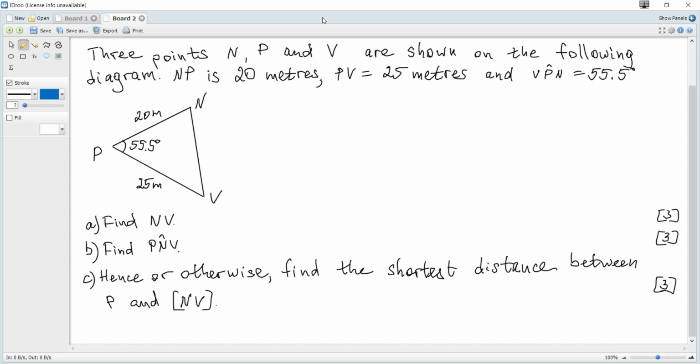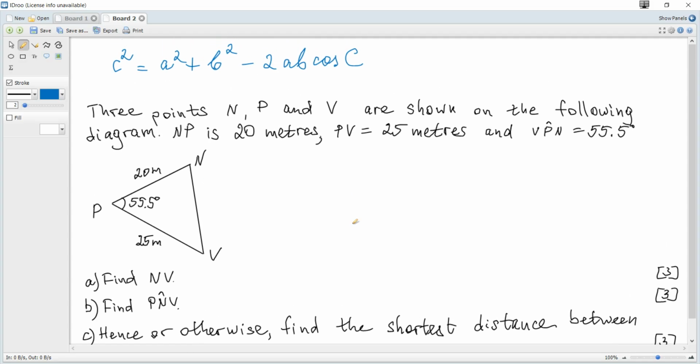Three points N, P and V are shown on the following diagram. NP is 20 meters, PV is 25 meters, and the angle VPN is 55.5 degrees. Question A, find NV. You can see that three sides and an angle are involved, so a cosine rule can be applied. The formula is given in a data booklet.